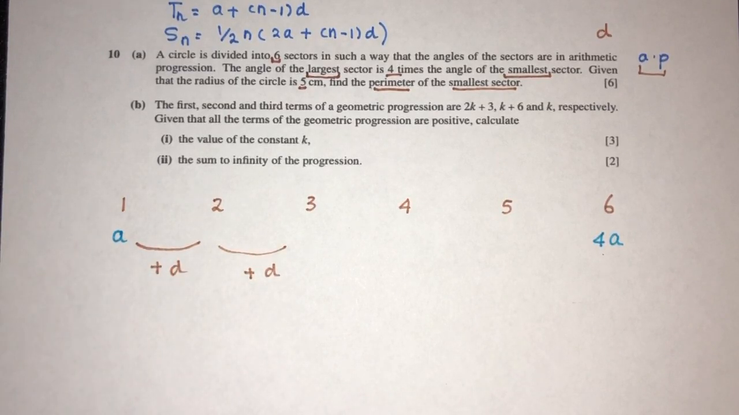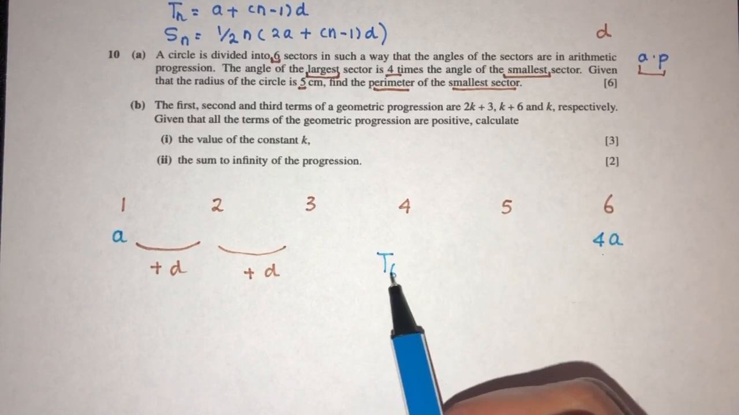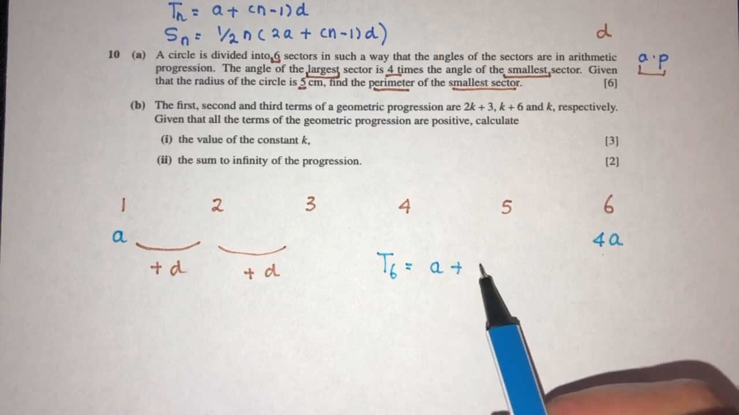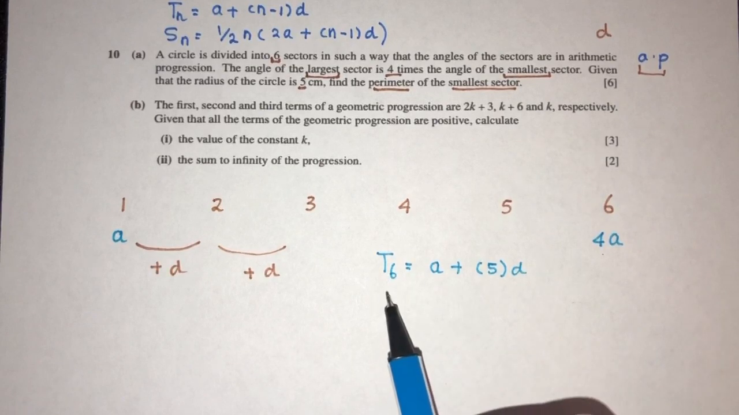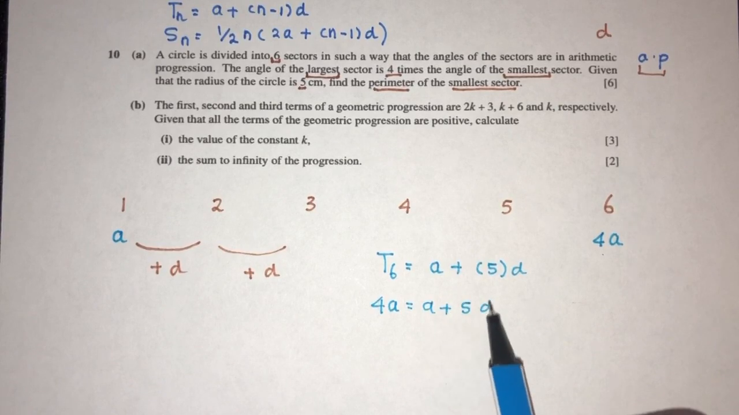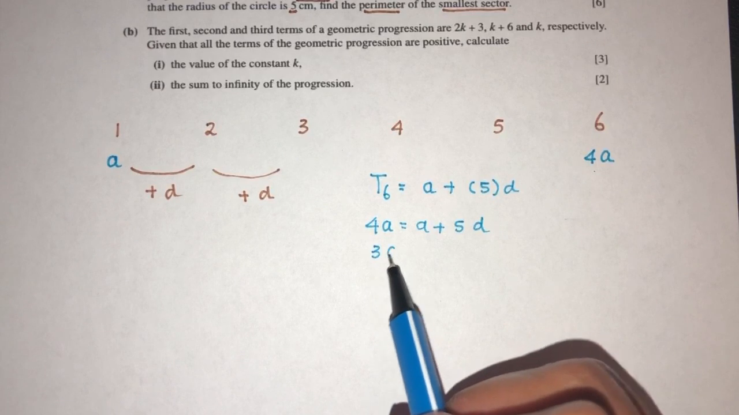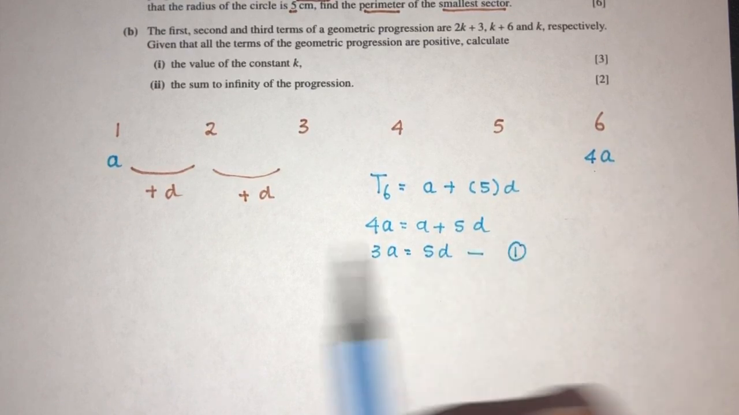So let me find this term. What is the 6th term? So T of 6 will be: the first term is A, n is 6, minus 1 is 5, times D. So the 6th term, 4A, is A plus 5D. Now simplify, send this over here, you will have 3A is equal to 5D. That is my equation number 1.